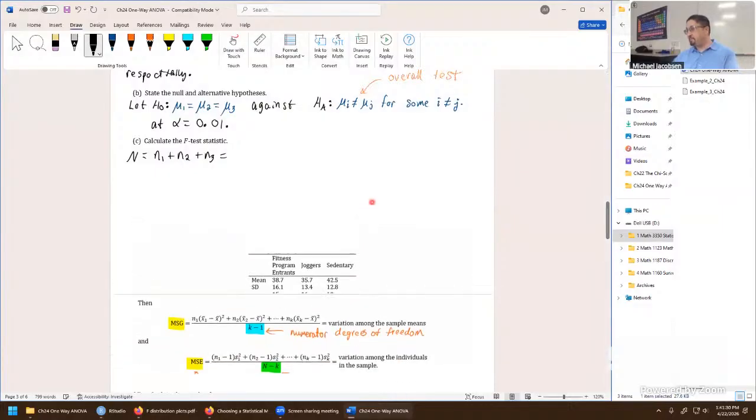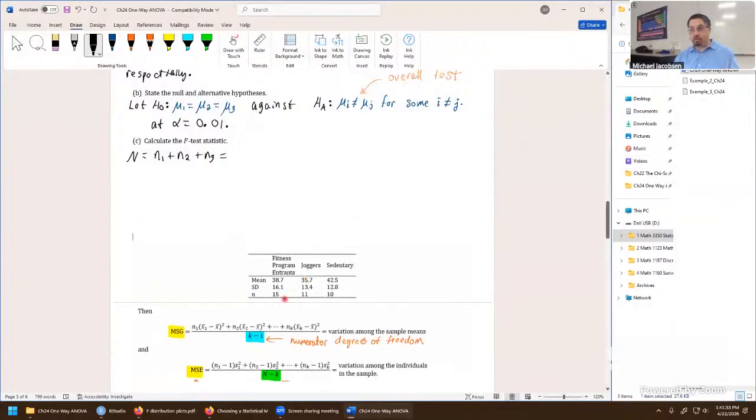Okay, so here's the math part of the problem once again. Calculate the grand sample size. That's just going to be 15 plus 11 plus 10. So that's going to be 36 altogether. Next, what should we calculate?